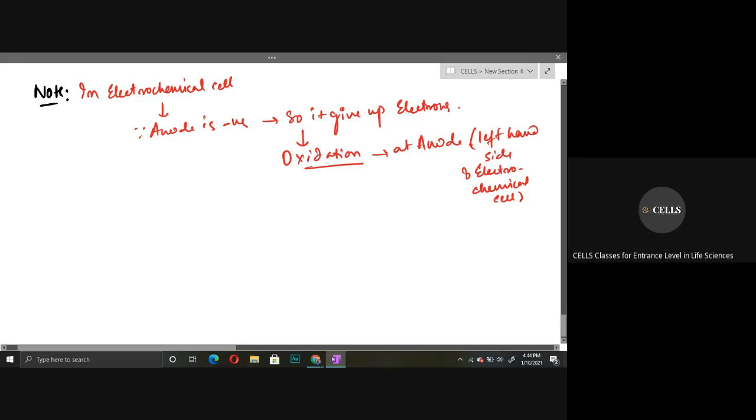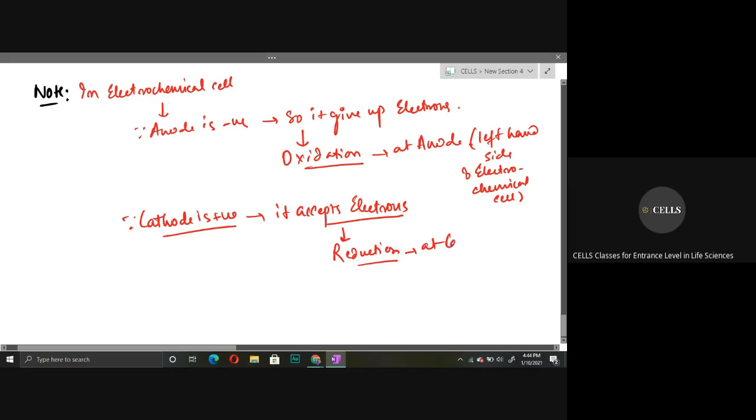Whereas since the cathode is positive, it will gain electrons to become stabilized. So it accepts electrons. Acceptance of electrons means reduction is taking place at the cathode, and it is present at the right hand side of the electrochemical cell.